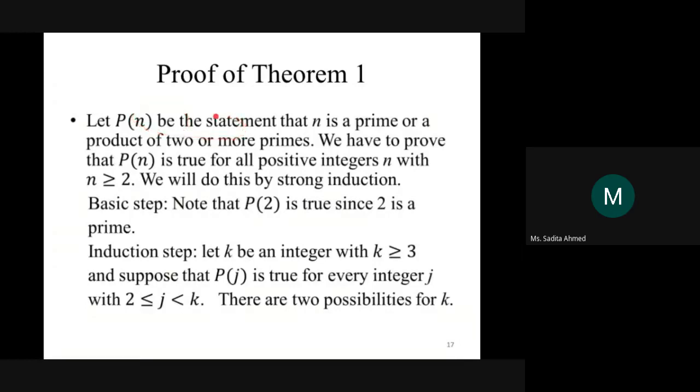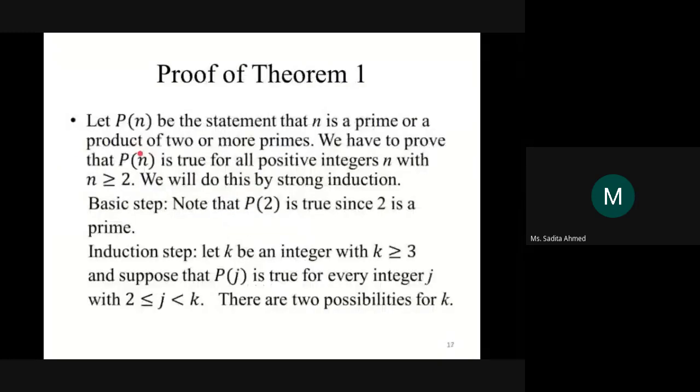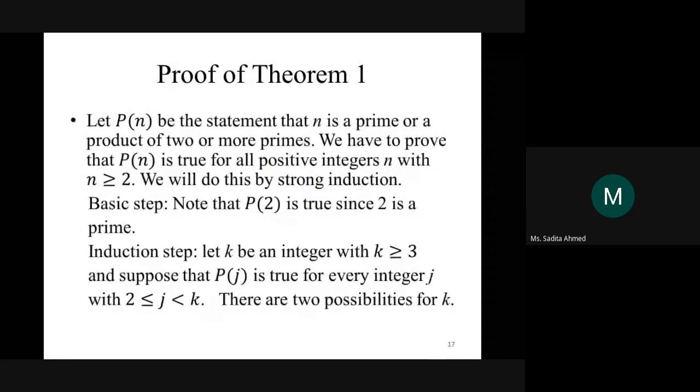So now, in order to prove this using strong induction, what is the basic step? For the basic step, first we have to think about the lowest possible value of n for which we have to prove this statement. What is the lowest possible value of n? n is greater than 1, remember. n will always be greater than 1. Remember, in the theorem, it says that n is for every positive integer greater than 1, so n will be greater than 1. So what is the lowest possible value of n, guys? Two. Yes, that's correct. The lowest possible value of n is 2.